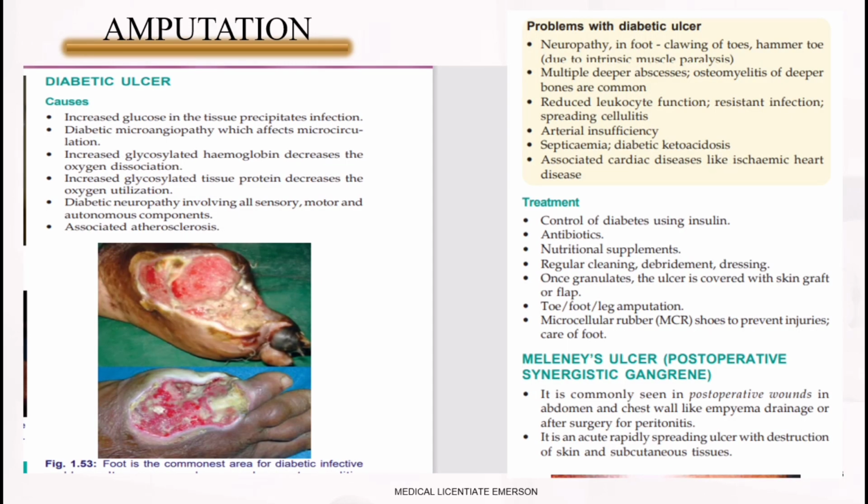Then this is a diabetic ulcer. So let's go through diabetic ulcer. So causes, we have increased glucose in tissue which precipitates infection. We have diabetic microangiopathy which affects microcirculation. We have increased glycosylated hemoglobin which decreases oxygen dissociation.